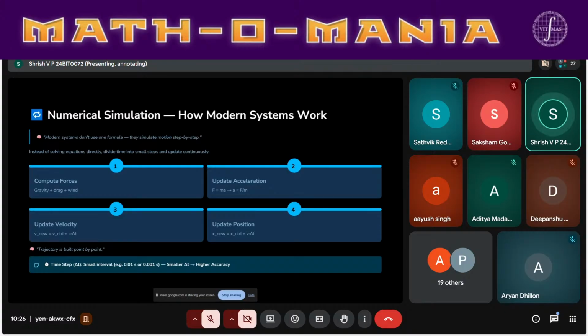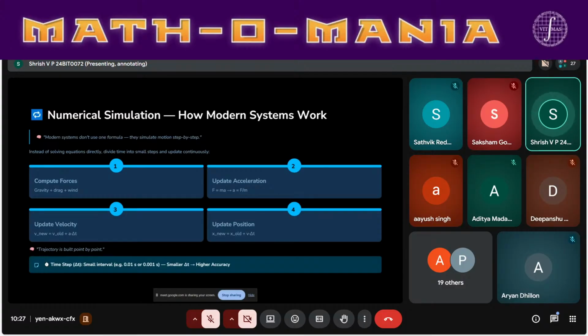The first operation is that they compute forces. They calculate all the forces acting on the projectile. So at that instant, we know the total force acting on the object. The second operation is that using Newton's second law, which you all know, force is equal to mass times acceleration, it updates the acceleration. From acceleration, we get how the velocity will be changing. Once we know that, we update the velocity.